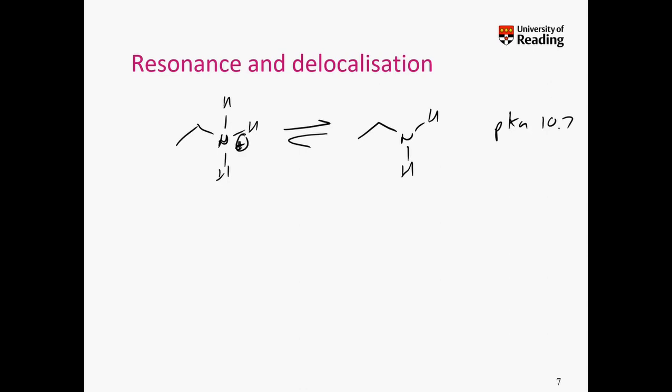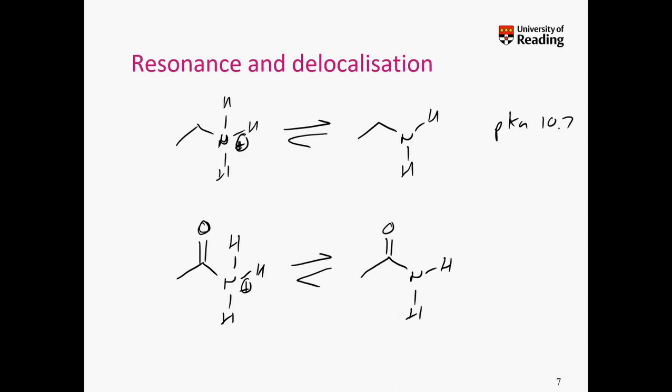Now if we compare the same system, so we've got that protonated nitrogen, but this time we introduce a carbonyl, which allows for some resonance. When this is in place, if we act as an acid, we end up with this, and this has a pKa of -1.4.